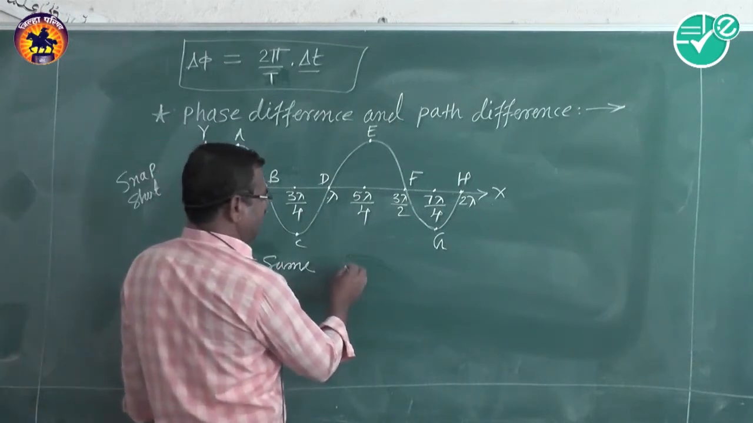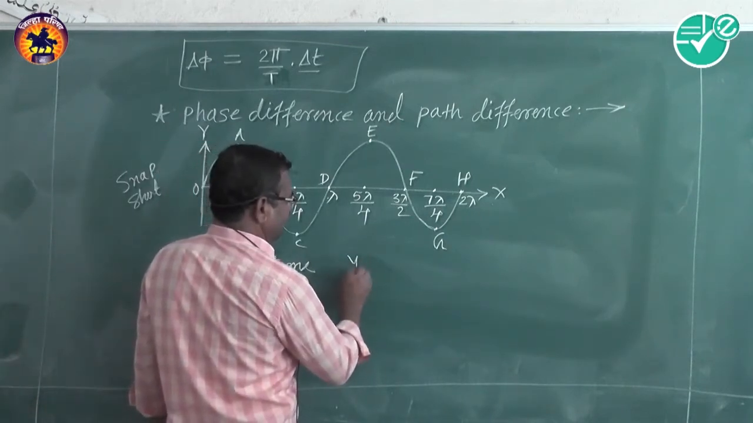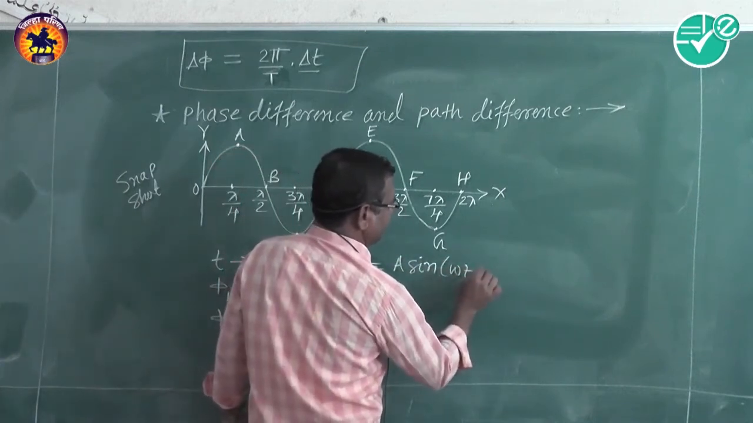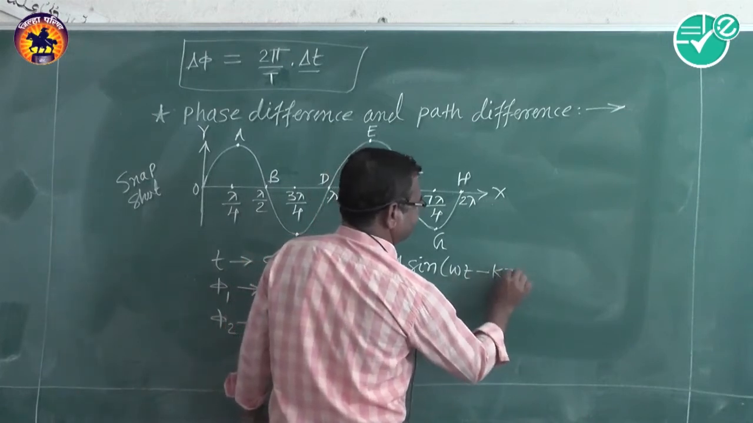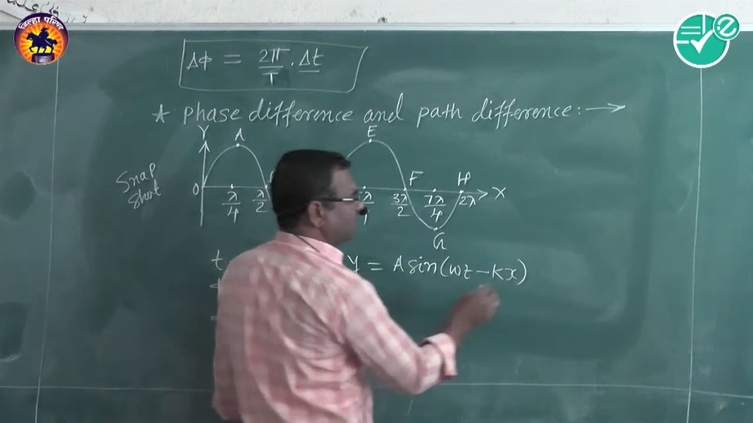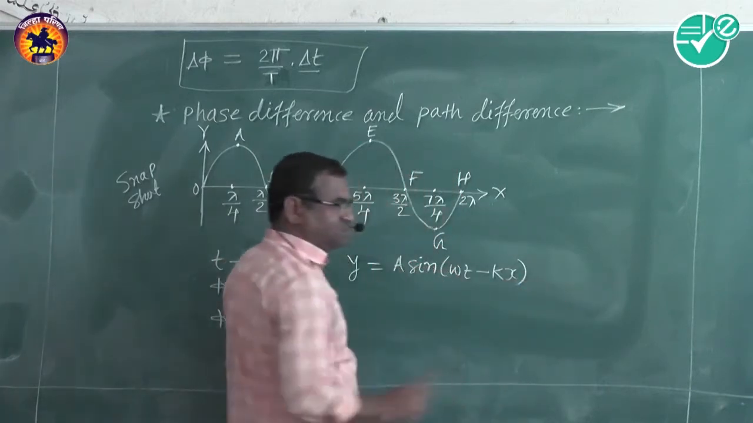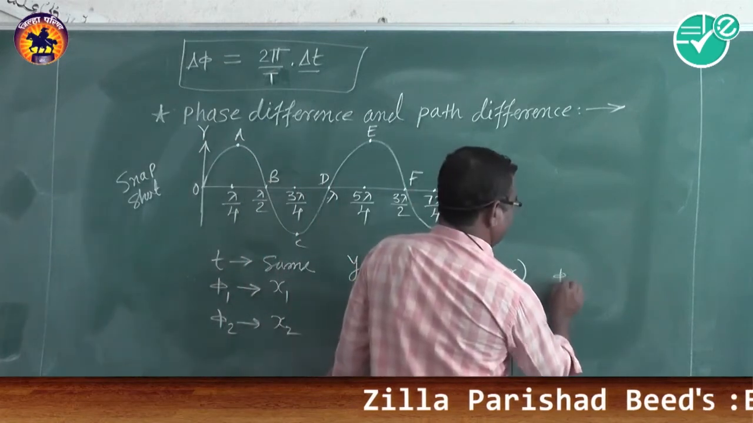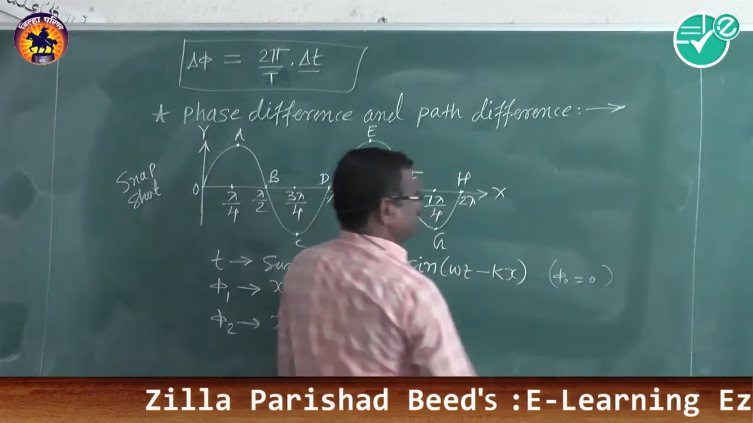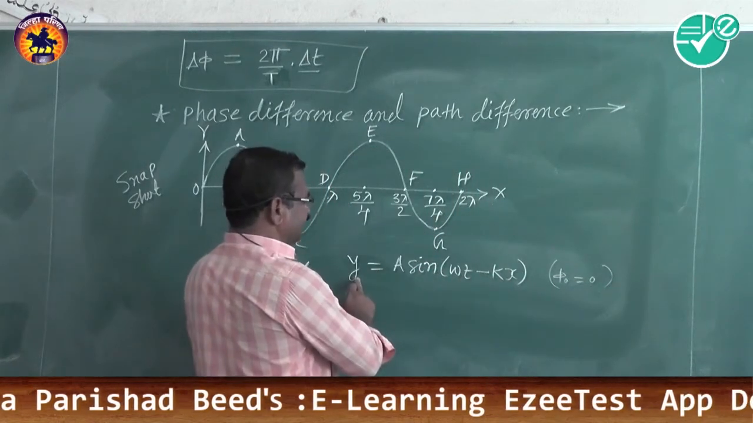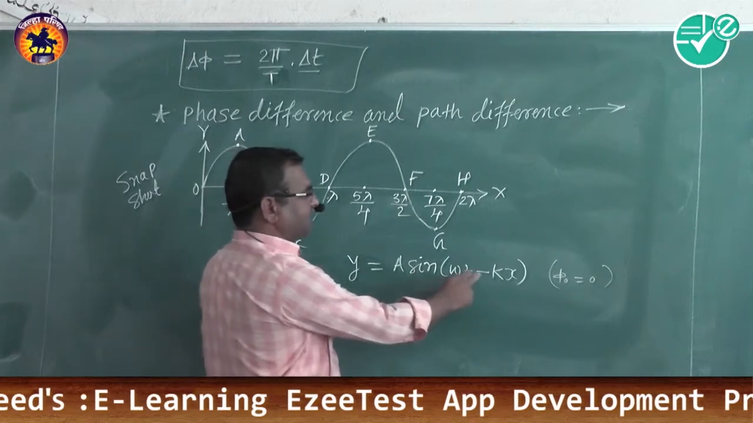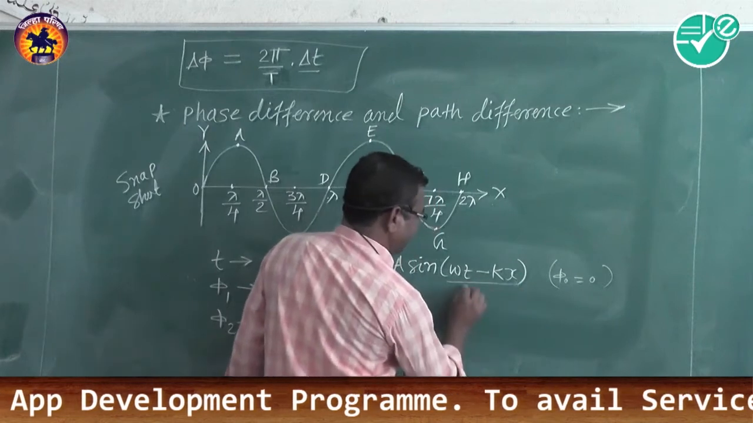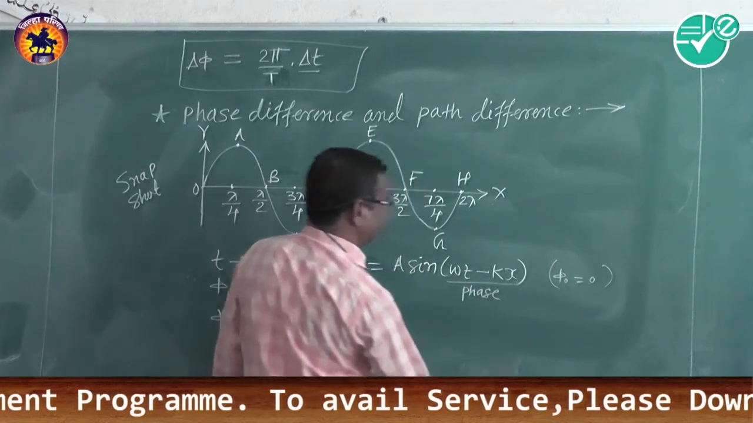Therefore, we know the general equation y is equal to a sine omega t minus kx. Here phi 0 is taken as 0. Phi 0 means initial phase. We consider phi 0 is 0 here. Therefore, this general equation becomes y is equal to a sine omega t minus kx. This quantity is nothing but the phase.